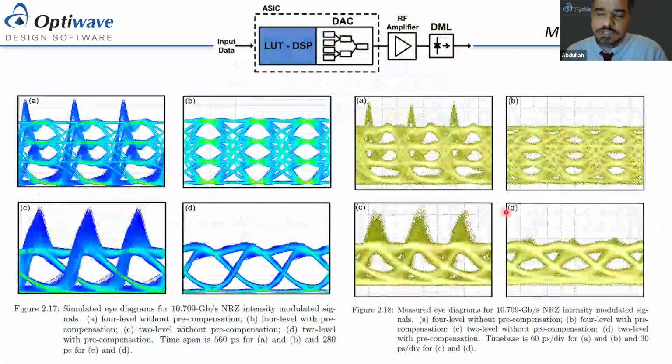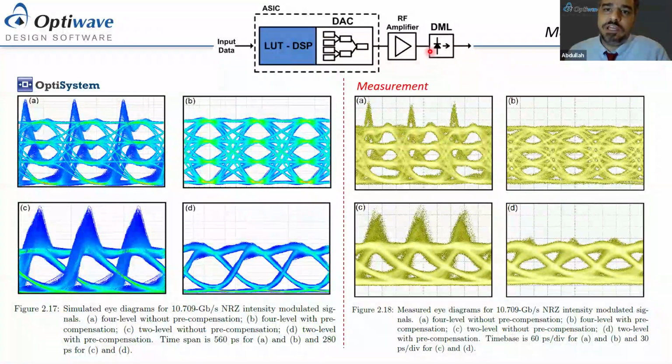And just to demonstrate some of the alignment between OptiSystem and measurements, let's examine this case where I have a direct modulated laser, an amplifier, and some digital signal processing. So here I have a simple lookup table that takes in a stream of bits and determines what the DAC sampling rates should be.